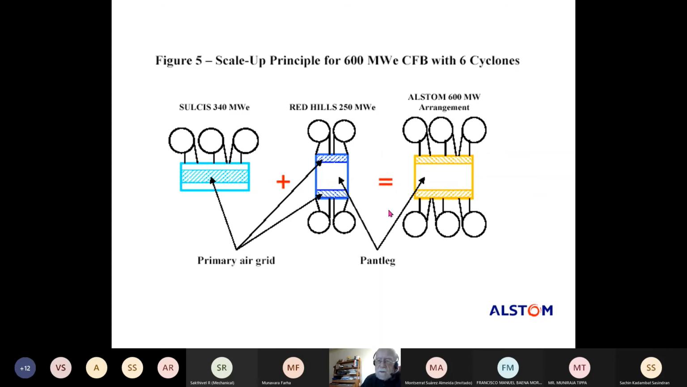I don't know if they built it. They proposed this one. This was Alstom, boiler manufacturer. And they want to show the principle of how to scale up to a 600 megawatt electric power CFB with 6 cyclones in this way. They wanted to show that, yeah, we know this. We have full experience of this type of plant, so we can sell this type. This is what they wanted to show when they published this information.